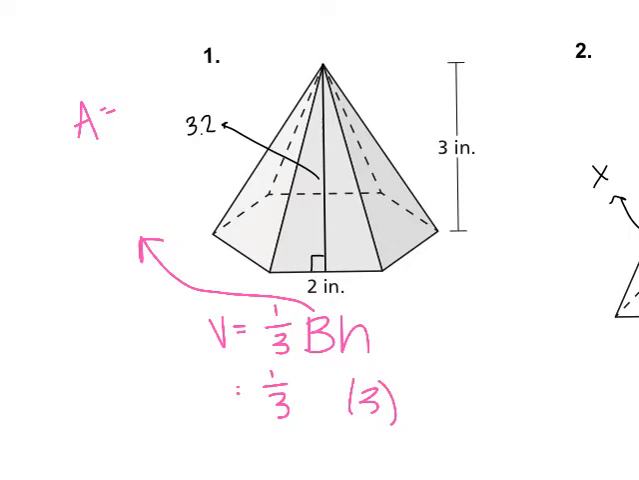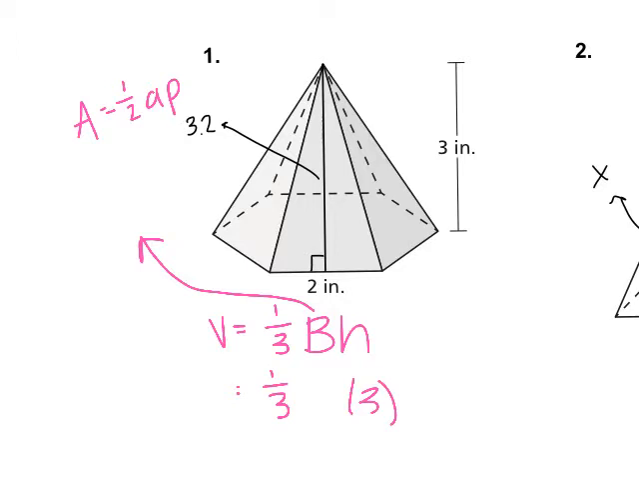Weird apothem word. Nobody remembers? One half times the apothem times the perimeter. Good. So remember, it's one half times the apothem times the perimeter. That is your area of any regular polygon.